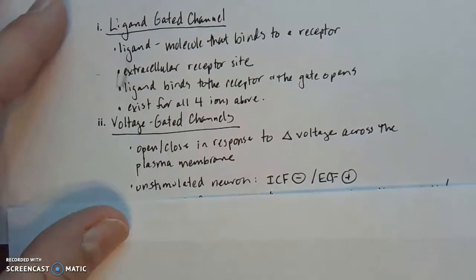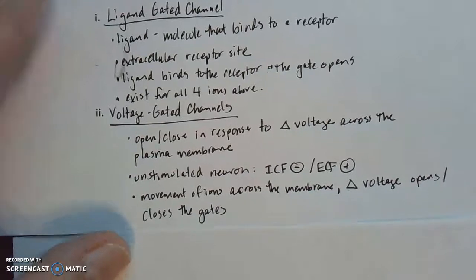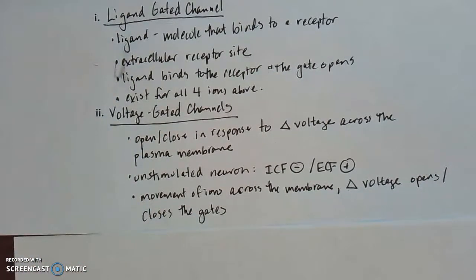In an unstimulated neuron, one that's at rest, the ICF is typically negative and the ECF is positive compared to one another. So if we had a movement of ions across the membrane, we could alter this resting potential, the difference in charge between these two, and the difference in charge, if it's big enough, opens or closes these gates and allows more ions to enter or stops them from entering.